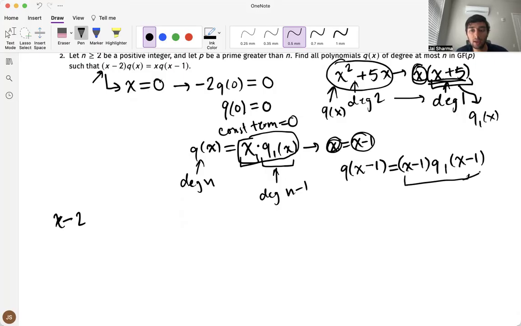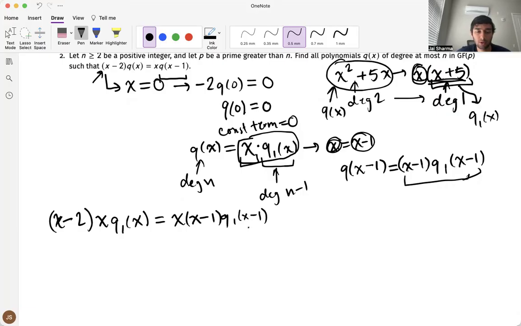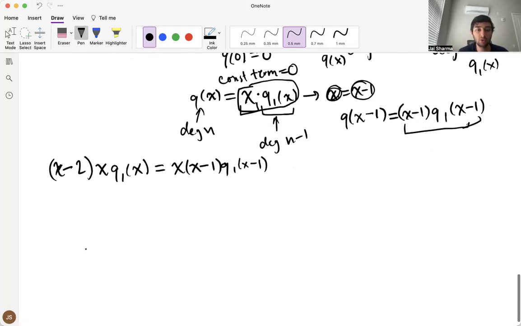I'm going to plug that into this part right there. So x minus 2 times q of x. Q of x we said is equal to x times q1 of x, which is equal to x times x minus 1 times q1 of x minus 1. Okay, this might seem bigger, but I promise you we're getting to a solution here.